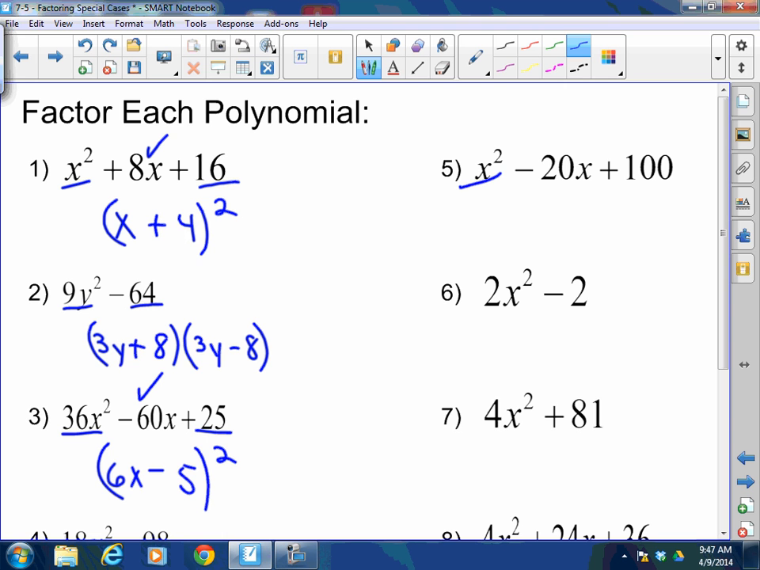Is that a perfect square? And is the square root of that a perfect square? Square root of that is 10. What's 10 times x times 2? 20, but there's a negative, so put a negative here. I got x minus 10 squared. That makes sense, boys? Okay.